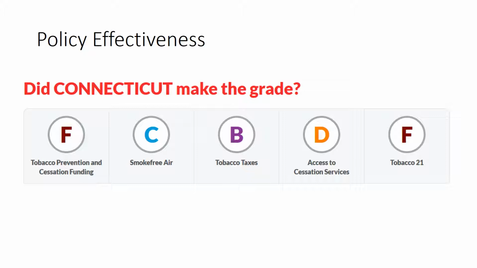But they've consistently given Connecticut a D or an F in terms of their tobacco control policies. We don't spend enough on prevention and cessation. We don't have a tobacco 21 law yet. We don't have good access to cessation services. And our smoke-free air laws are kind of okay. It could be a lot stronger. So in terms of the advocacy side, this is a very useful system because it's really easy to recognize whether a state is doing something good or bad.